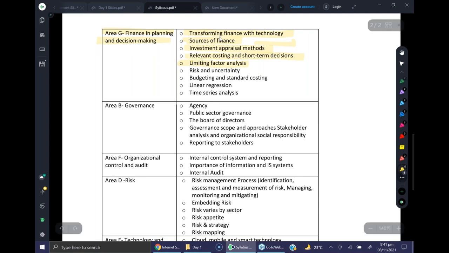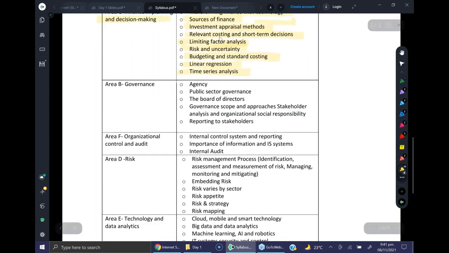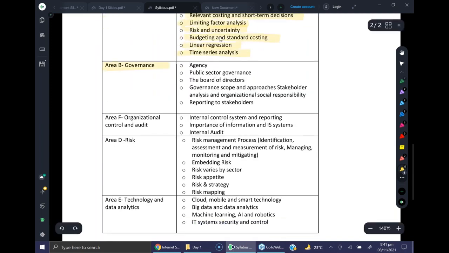Risk and uncertainty, basic idea of budgeting, maybe flexible budget and variance analysis, right? A little bit about linear regression and time series analysis needs to be known. And then the direction of the syllabus changes just like that to governance. This area covers the entire idea of corporate governance and different guidelines. So the concept of agency, public sector governance, the board of directors and how they work, what the different guidelines are, governance scope and approaches, for example, rules-based and principle-based, right?